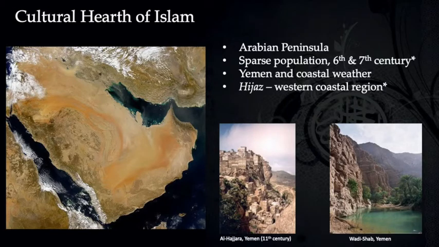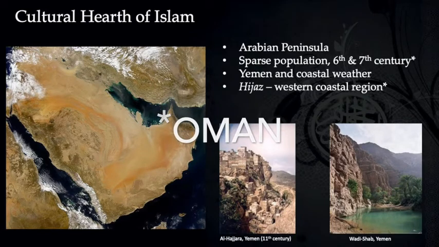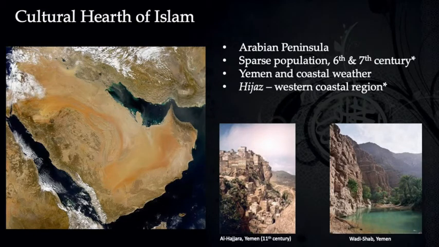The Arabian Peninsula today is dominated largely by the country of Saudi Arabia, which was formed in the 1700s, as well as Yemen and Oman and Qatar. But at the time, the Arabian Peninsula in the 6th and 7th century was a dry, arid environment. It's surrounded by the Persian Gulf, the Indian Ocean, and the Red Sea. That means that the coastal areas provide sea breezes and marine resources.